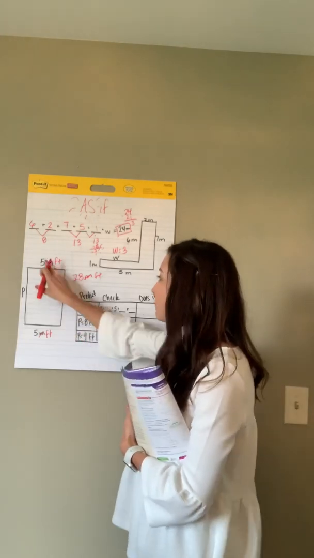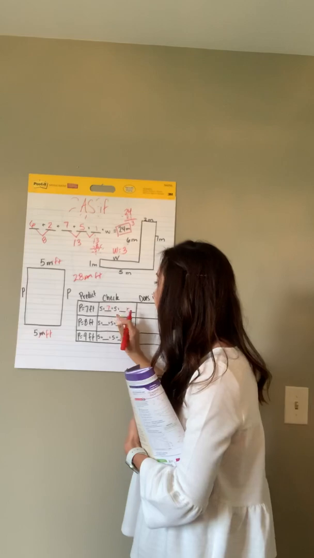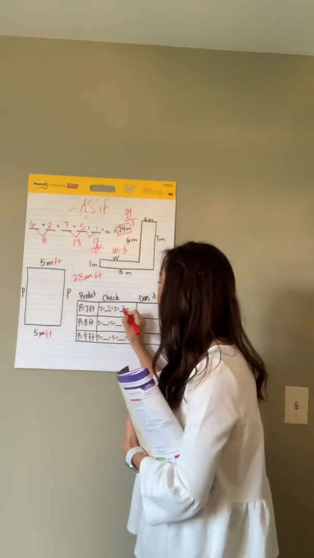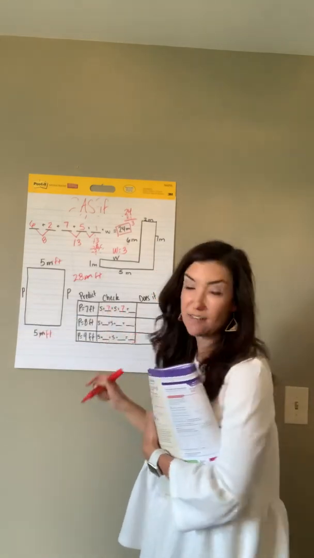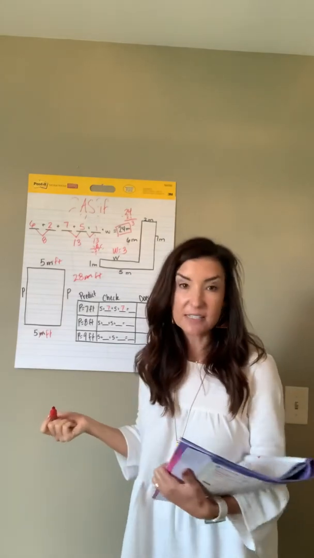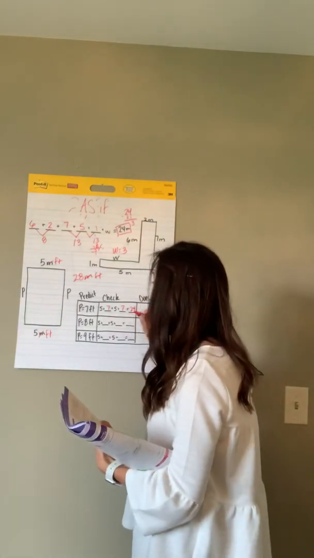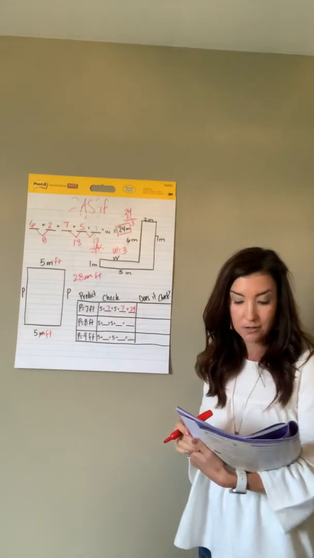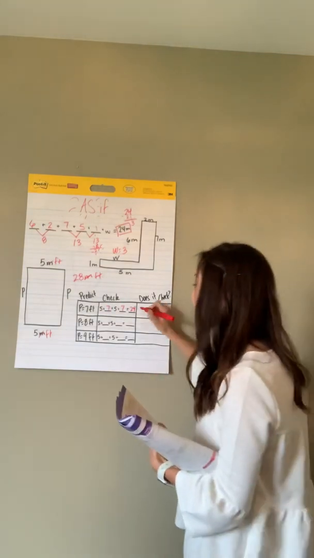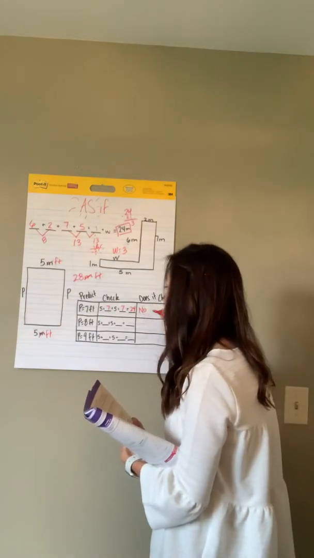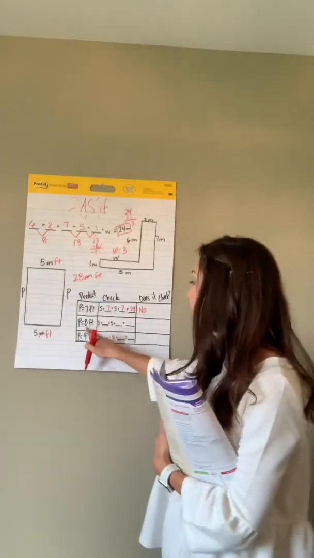So I'm going to say 5 plus 7 plus 5 plus 7 equals what? Well, I know that 5 and 5 is 10, and 7 and 7 is 14, which makes 24. Does that work? Well, the perimeter is not 28 feet, so it's going to be a no. Okay, so let's try 8.